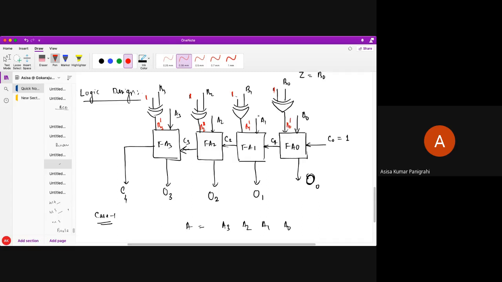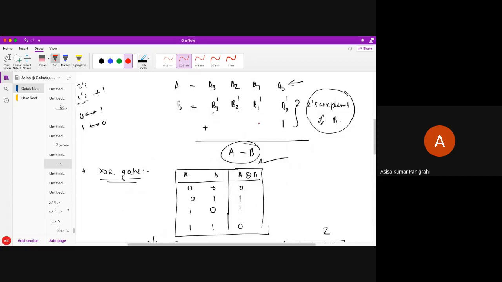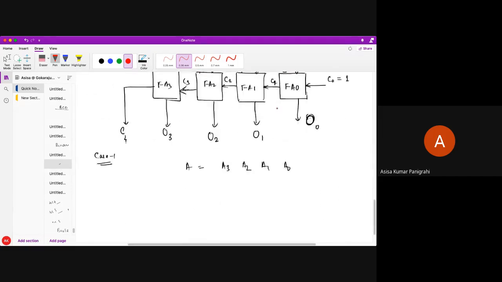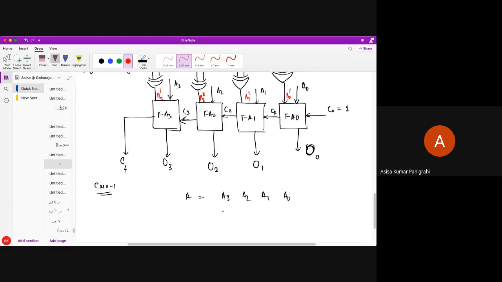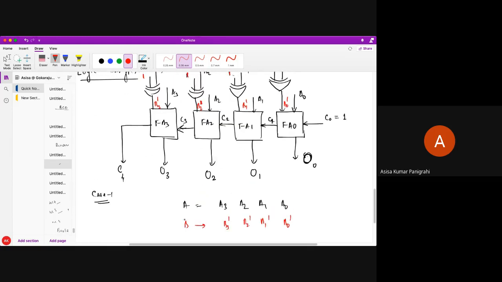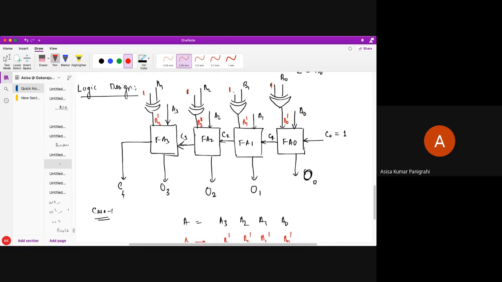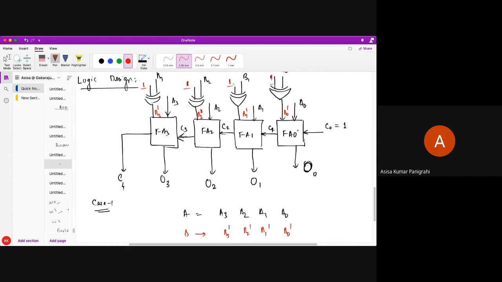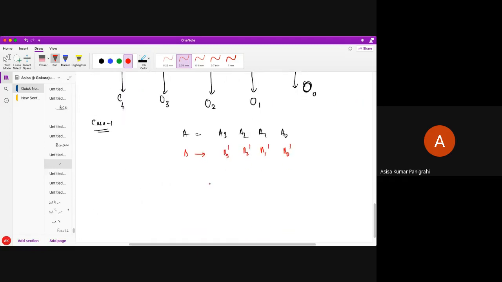Am I correct, students? Okay, so I have got B0 bar, B3 bar, B2 bar, B1 bar, and it is all going to the full adder. So can I say that this is my B3 bar, B2 bar, B1 bar, B0 bar, all going to the full adders. If I am giving all these as 1, and I have also given the input carry as 1, what will it do? It will add an extra 1 over here, which is nothing else but my carry 0. Am I correct, students? Do you all understand?